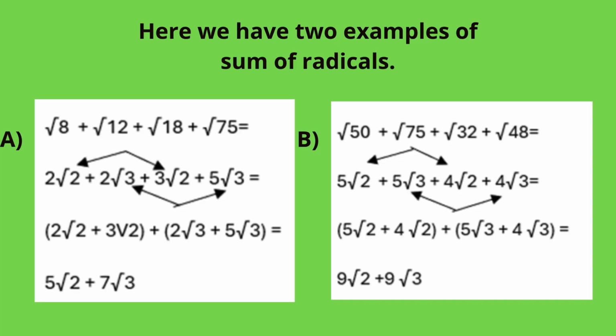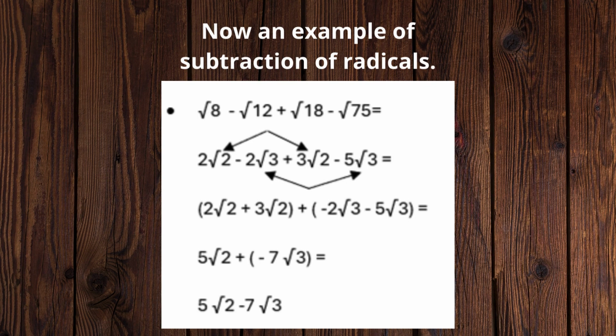In example A, we have 4 roots that, when simplified, leave square roots of 2 and square roots of 3. The like terms are gathered, the coefficients are added, and in the end we get 5 square roots of 2 and 7 square roots of 3. In the example of subtraction of radicals, we have 4 roots, they are simplified, the similar terms are put together. In the end it turns out 5 square root of 2 minus 7 square root of 3.